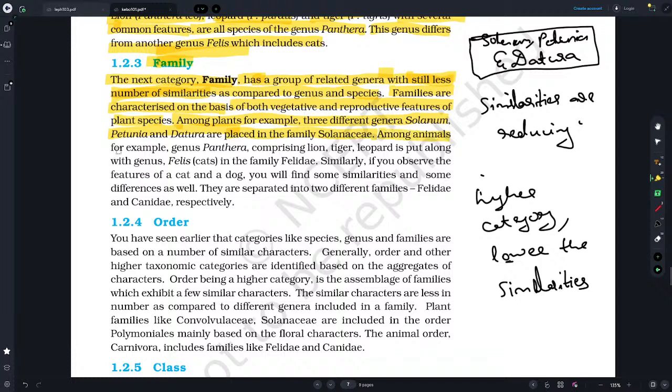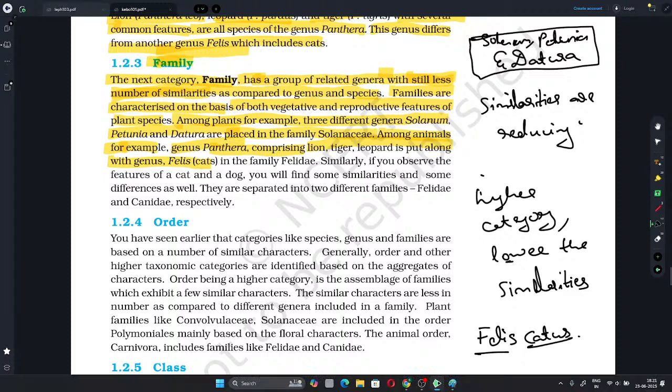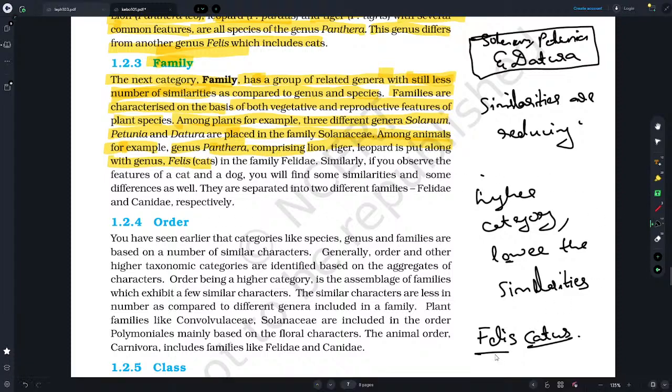Among the animals, for example, genus Panthera, comprising lion, tiger, leopard, is put along with genus Felis. The binomial name or nomenclature for cat is Felis catus. This is the binomial name for the cat, where Felis is the generic name or genus, and catus is the species name.